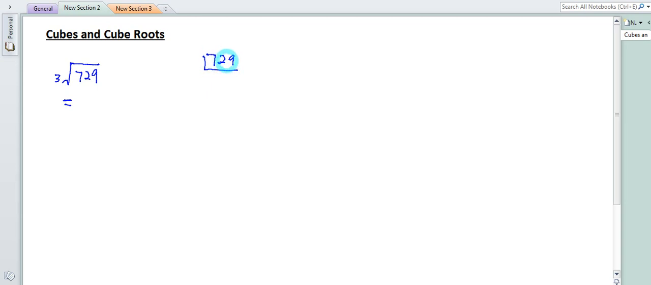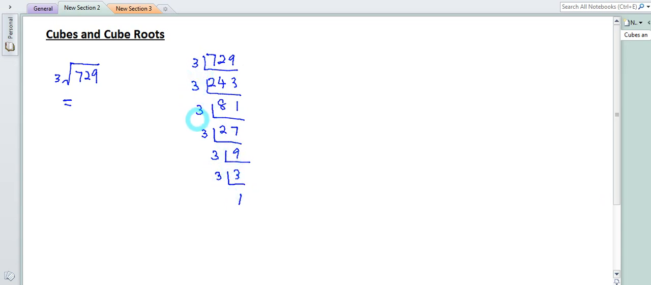Keep on dividing by the smallest prime number. This one can be divided by 3, right? Here also can be divided by 3. And this one also can be divided by 3. All can be divided by 3. 1, 2, 3, 4, 5, 6. 6 times of 3.